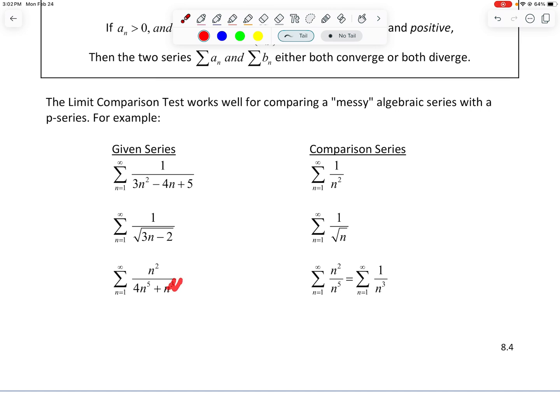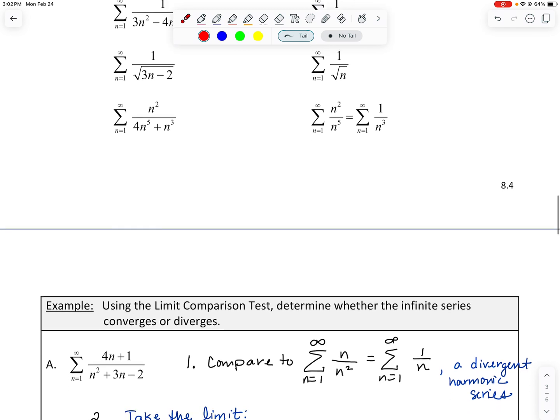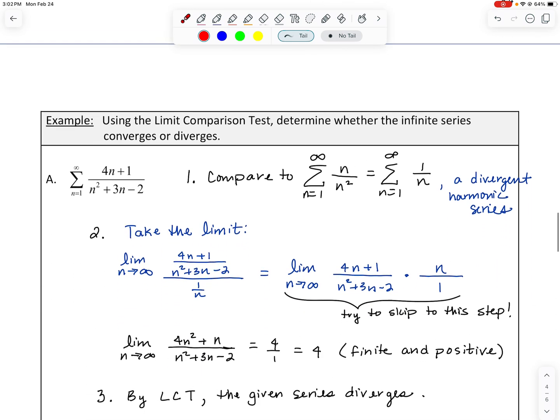I'm just going to kind of ignore this term and look at these two and reduce that. n squared over n to the 5th reduces to 1 over n cubed. I don't even need the 4 there. So that would be my comparison series. Okay, so let me show you how it works.